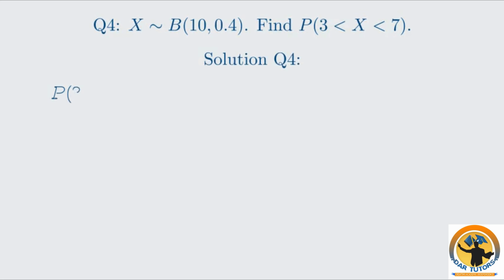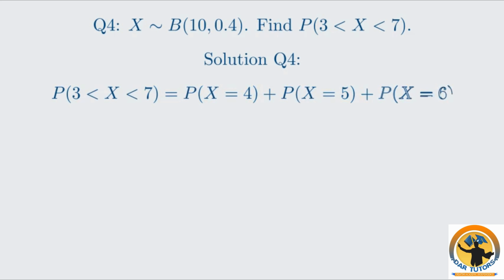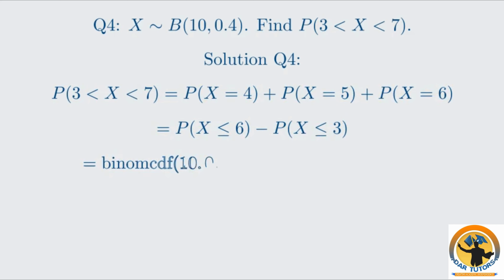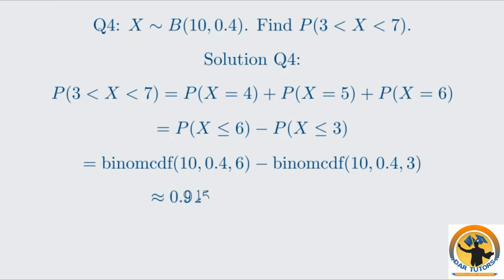Solution. The condition greater than 3 but less than 7 means X can be 4, 5, or 6. We want to find P(X ≤ 6) minus P(X ≤ 3). This is binomCDF(10, 0.4, 6) minus binomCDF(10, 0.4, 3). Calculating these gives approximately 0.945 minus 0.383, which equals 0.562. There's a 56.2% chance that X will fall within this range.